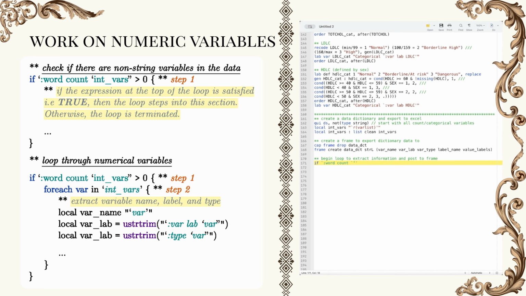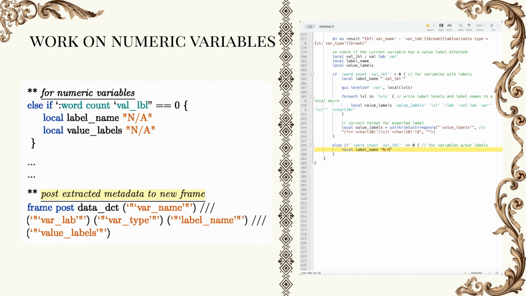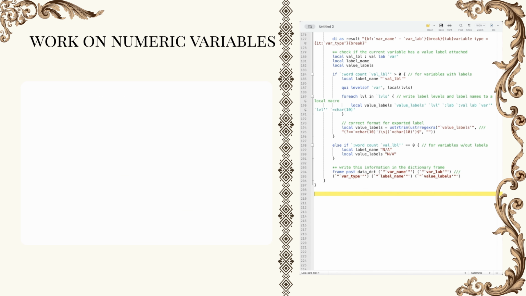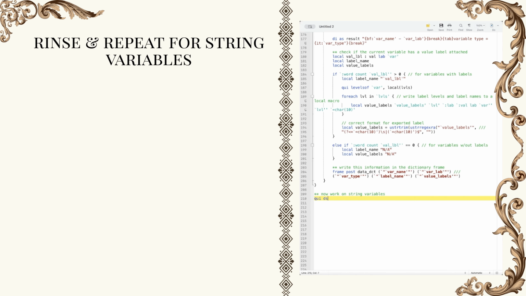If the word count expression evaluates to not empty, then we capture the label name, get the distinct levels of the factor variable, and build a new line separated string of value label pairs. If the word count expression evaluates to empty, then this means the current variable is continuous and does not require value labels. Thus we set the label name and value labels to NA. Finally, we post the extracted metadata as individual rows for each variable into the data_dct frame. The next code block repeats the process for string variables.